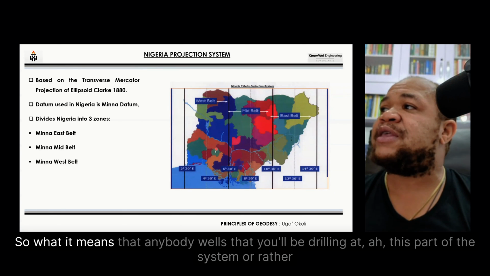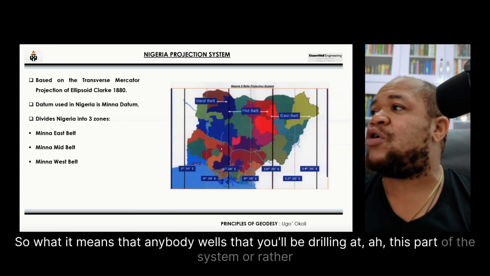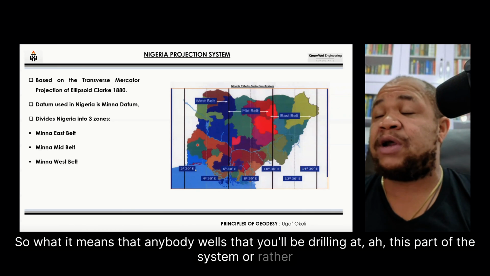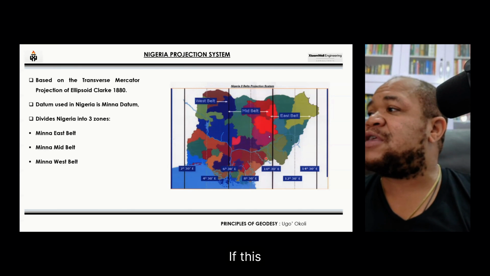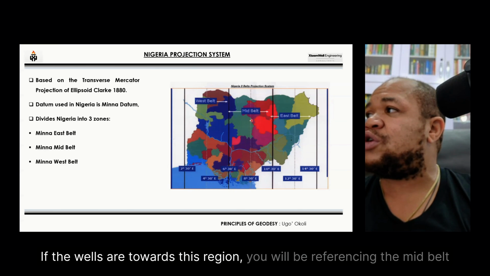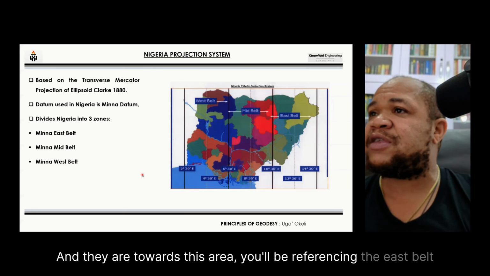And so what it means is that any wells that you'll be drilling at this part of the country, you will be referencing the west belt. If the wells are towards this region, you will be referencing the mid belt, and if they are towards this area, you'll be referencing the east belt.